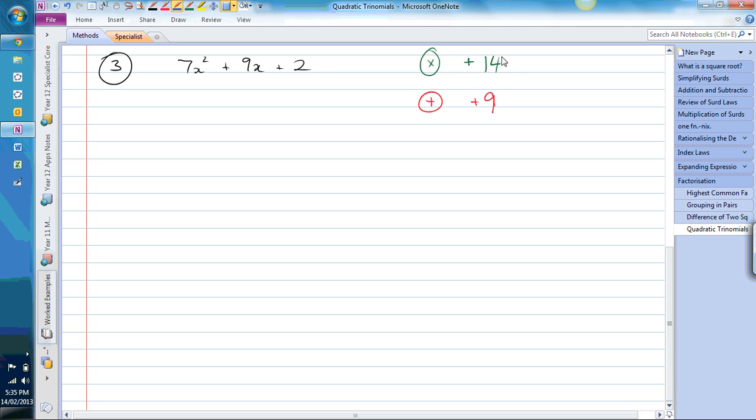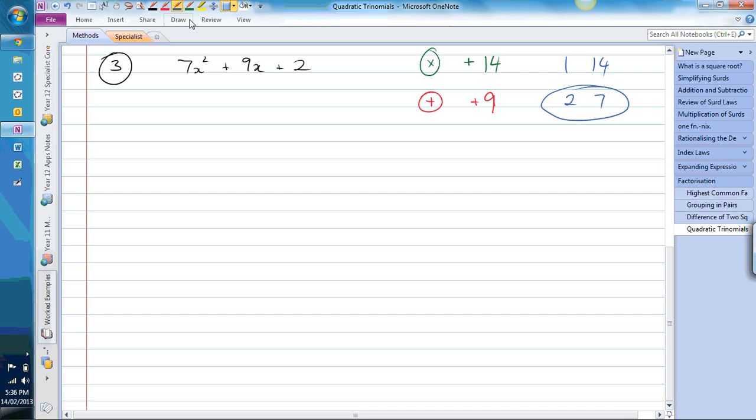Looking at 14, what numbers multiply to give 14? Well, there's not many options. There's 1 and 14, and there's 2 and 7, and that's it. And since they're multiplying to give a positive, and adding to give a positive, they both have to be positive or they both have to be negative. They're adding to give a positive, so we're going to assume that both of them are positive. We can see pretty clearly that 2 and 7 will multiply to give 14, and they'll add to give 9. So that's going to be our choice.